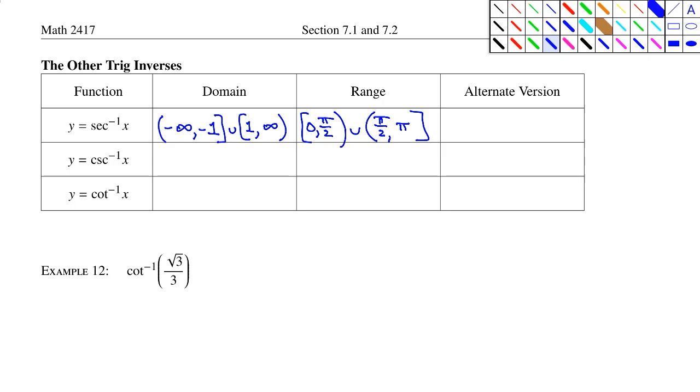And that's because that is where the cosine is equal to 0. And the secant function is the reciprocal of cosine. So you would end up with a 0 in the denominator, which you can't have.